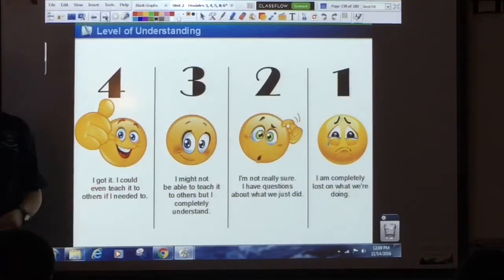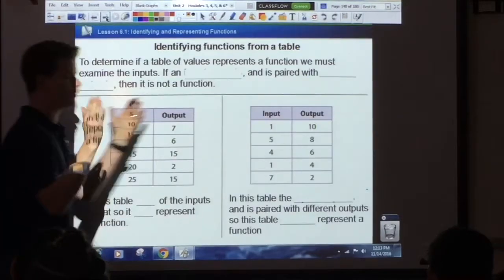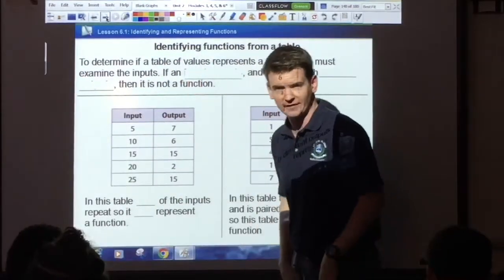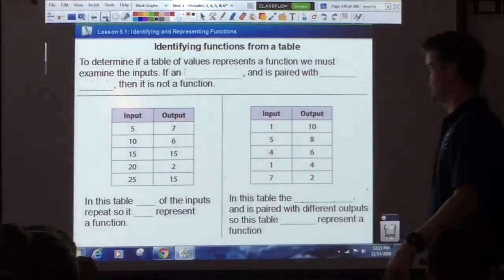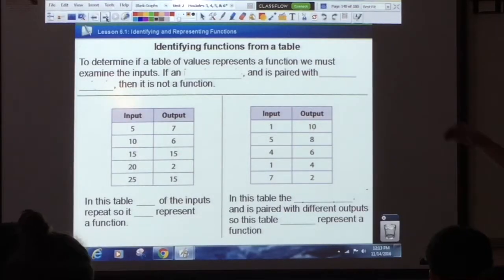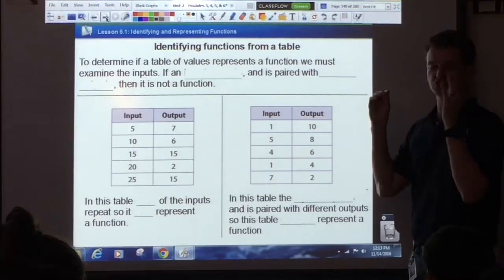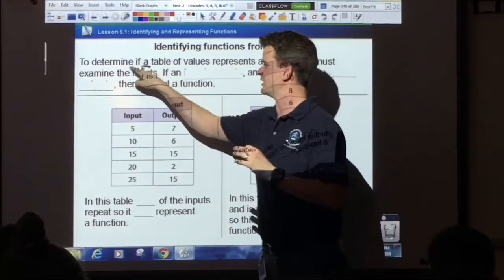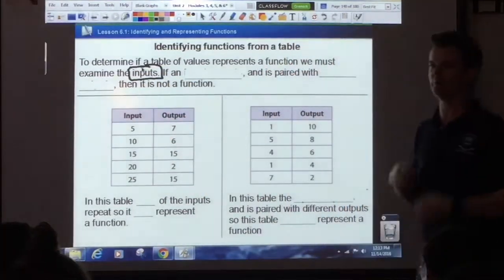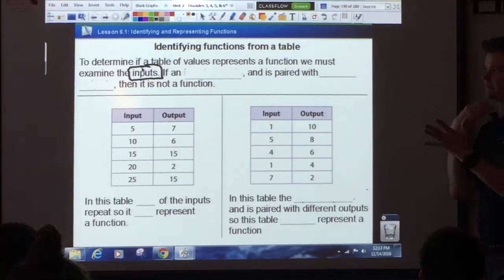Let's move on. Alright, so now we're going to figure out how to identify functions from a table. To determine if the table of values represents a function, we must, just like always, examine the inputs. We don't really care about the outputs so much as we care about the inputs.